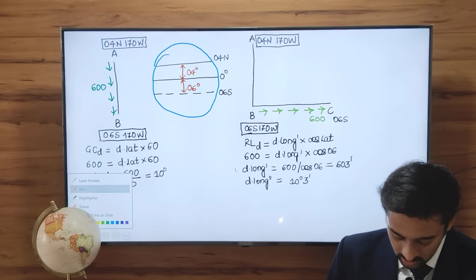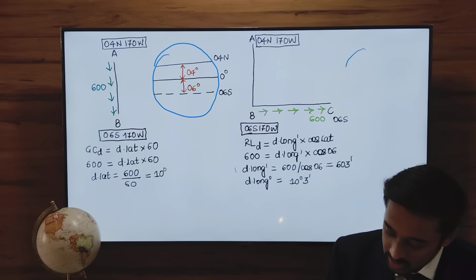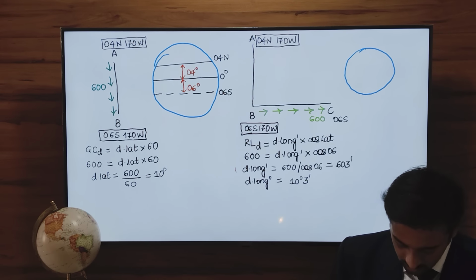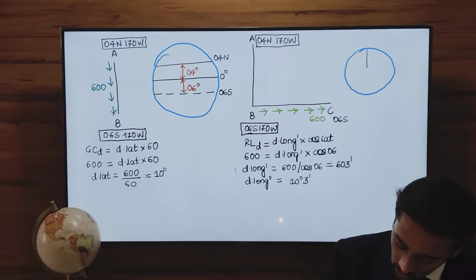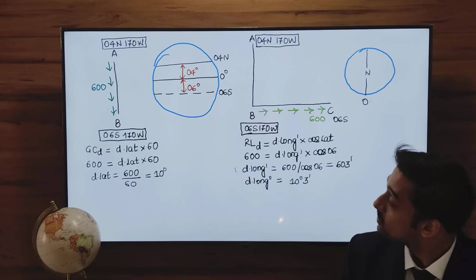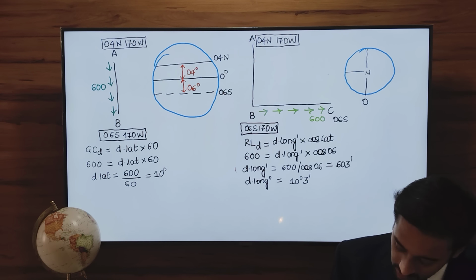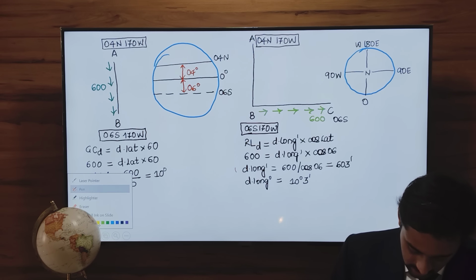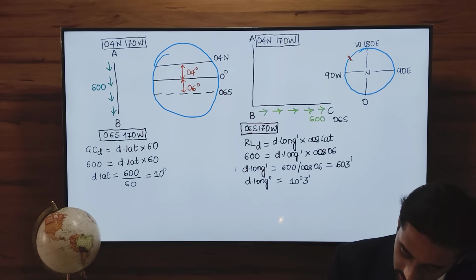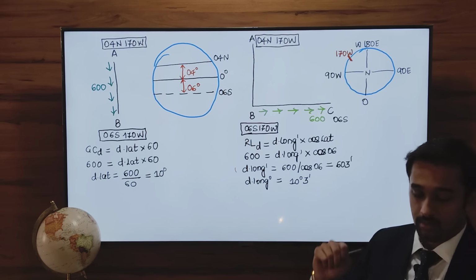Now let's draw the earth. When we are talking about longitudes, the figure will be different. North, 0, 90 west, 90 east, 180 east, 180 west. Now first point is 170 west. So 170 west will be over here. 170 west will be in the western hemisphere.